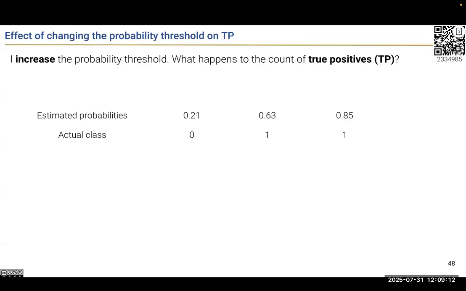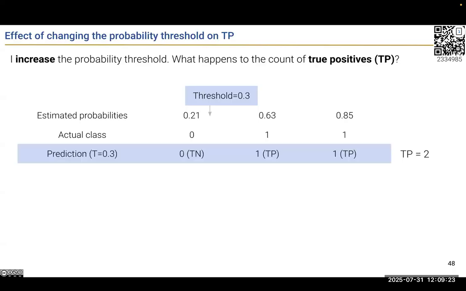Okay, so let's start with a threshold of 0.3. When we have a threshold of 0.3, we're going to classify the first point as a 0, and the second and the third points as 1s. So we have a perfect prediction in this case. We have 2 true positives, for this point and this point, because this is a true negative. So the number of true positives is 2.